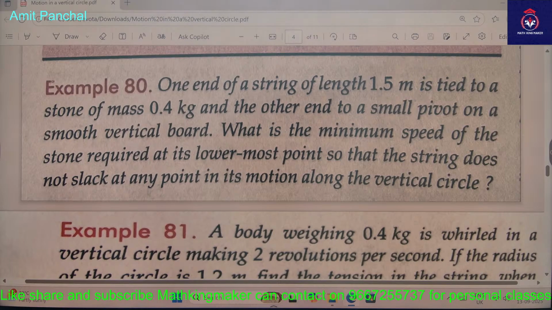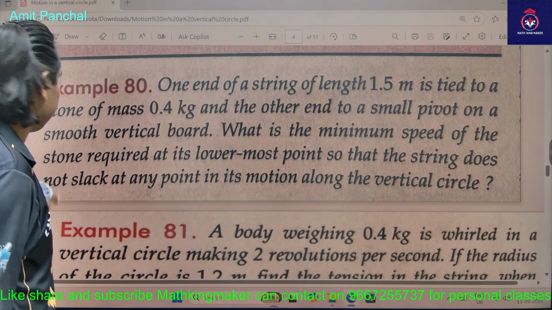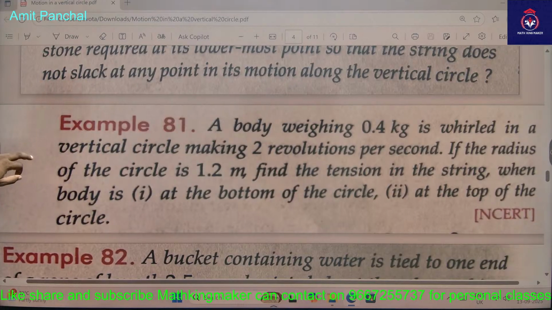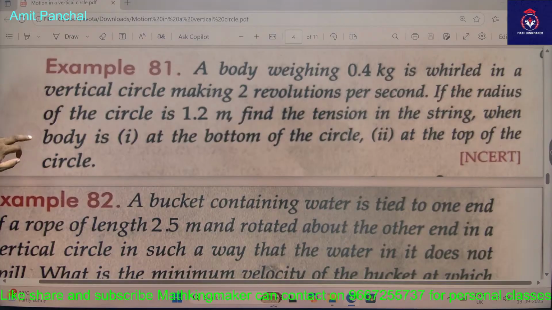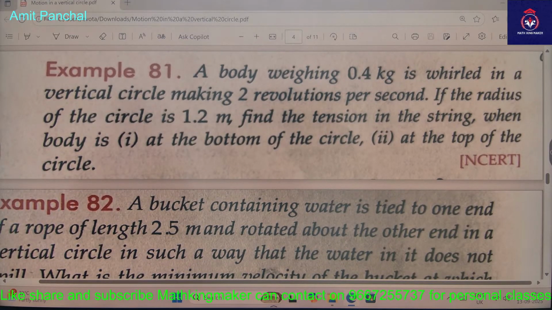Root 75 is the answer. Yeah, right answer. It is 8.57 meter per second. Just do 81 now. A body is moving in a vertical circle with two revolutions per second. The radius of the circle is 1.2 meter. Find the tension.